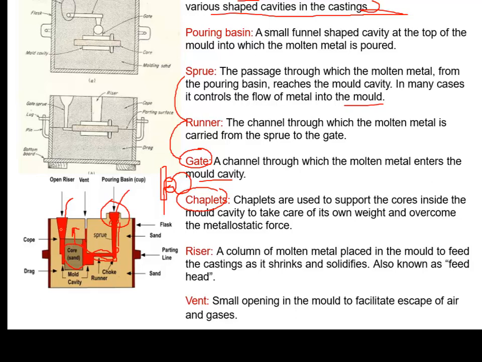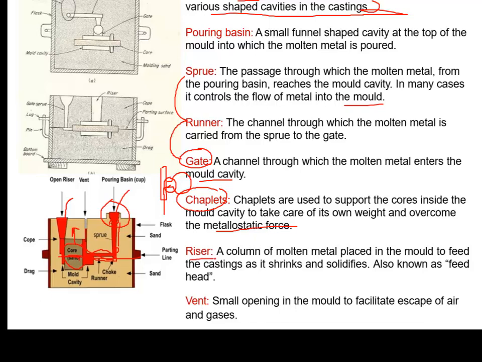To prevent this destruction of the mold from the buoyancy force applied on the core, the core is to be supported using chaplets. The chaplets are used to support the cores inside the mold cavity to take care of their own weight and overcome the metallostatic forces. Metallostatic forces mean the liquid metal is also a type of metal, so it will apply impact forces. This is known as metallostatic forces.